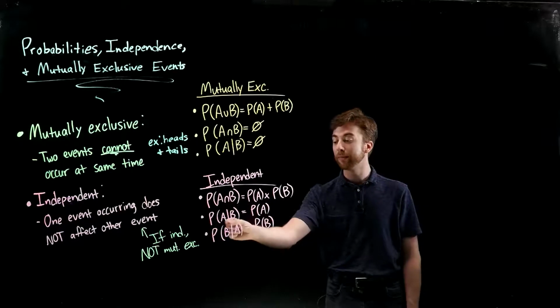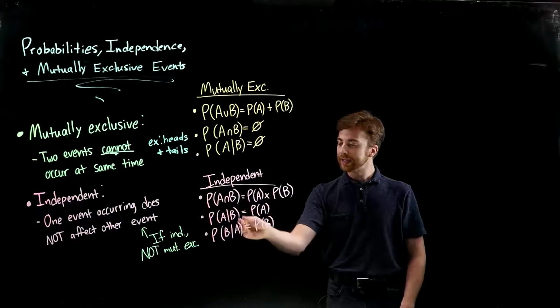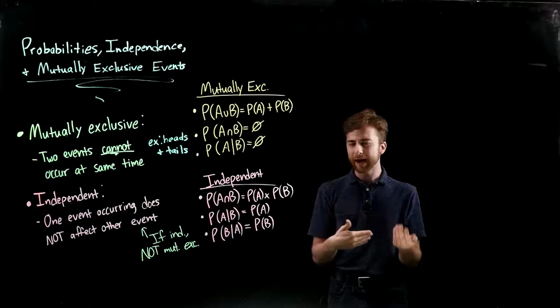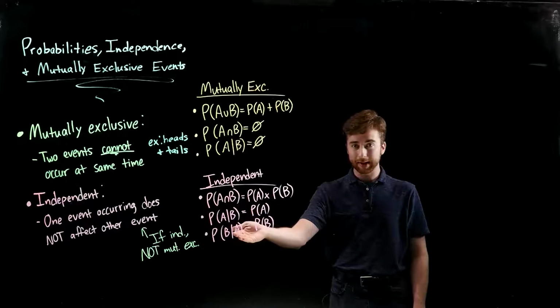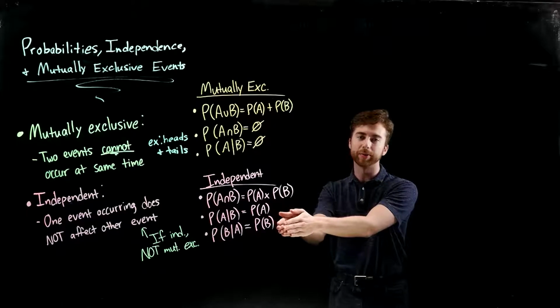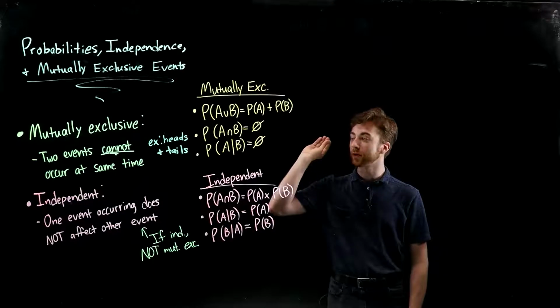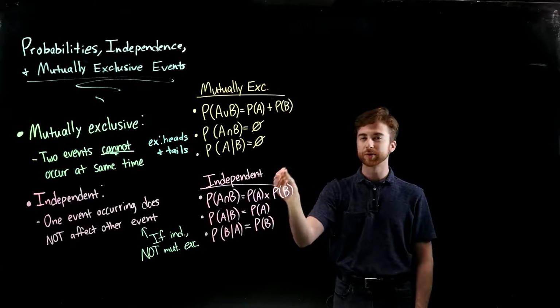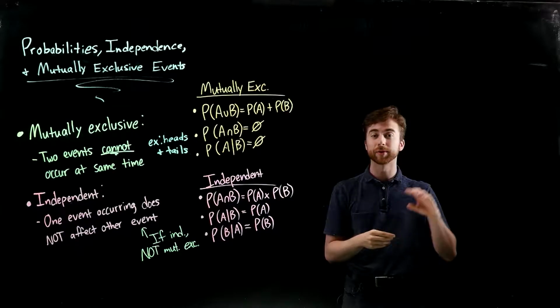Same deal when we have the probability of B given A. It's just going to be the probability of B, because just because A happened, that doesn't affect whether or not B is going to happen. It's just its own standalone probability from the get-go. So that's the definitions of mutually exclusive and independent, and the formulas for each of those two. I'd recommend writing those down because you're going to need them for the problem towards the end.